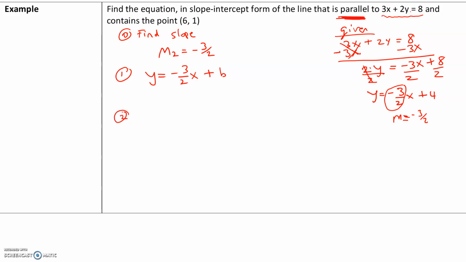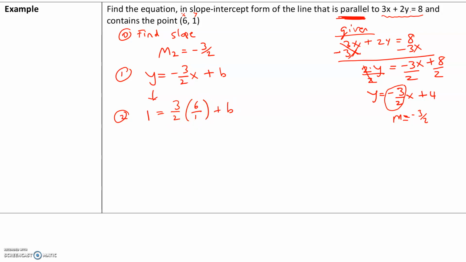In step 2, I take my given point, my x is 6 and my y is 1, and I plug it in for the y and the x. So for my y, I replace that with a 1. My y is 1. My corresponding x value is 6, but I'm going to write that as 6 over 1 because anytime I have one fraction, make this into a fraction also, plus b.